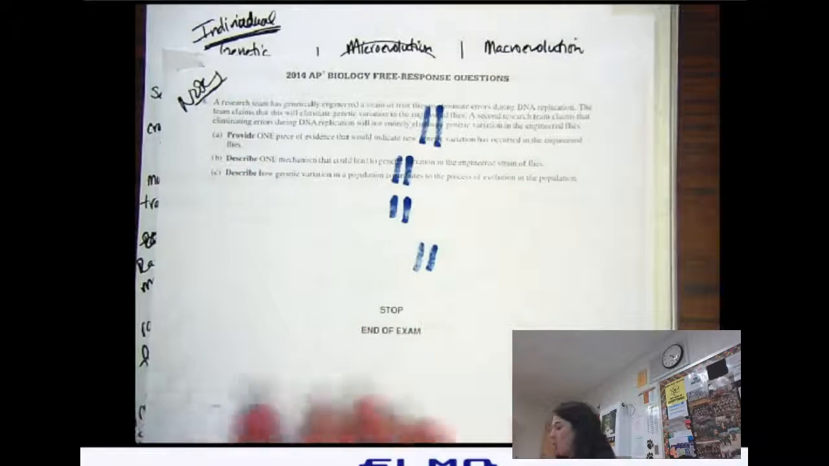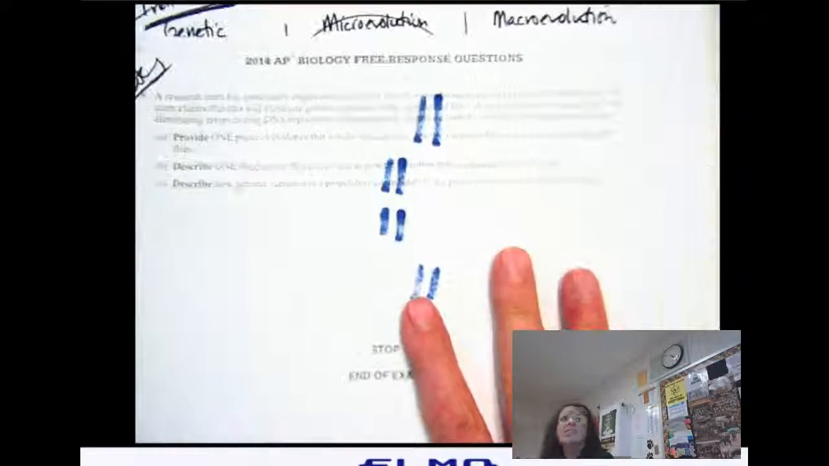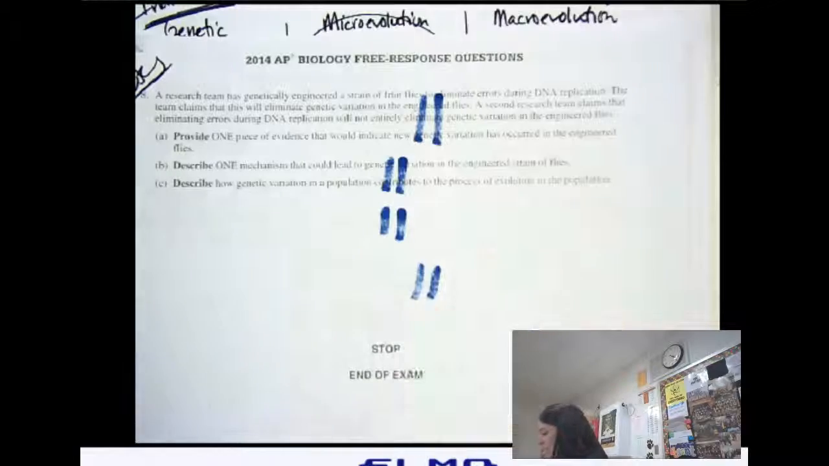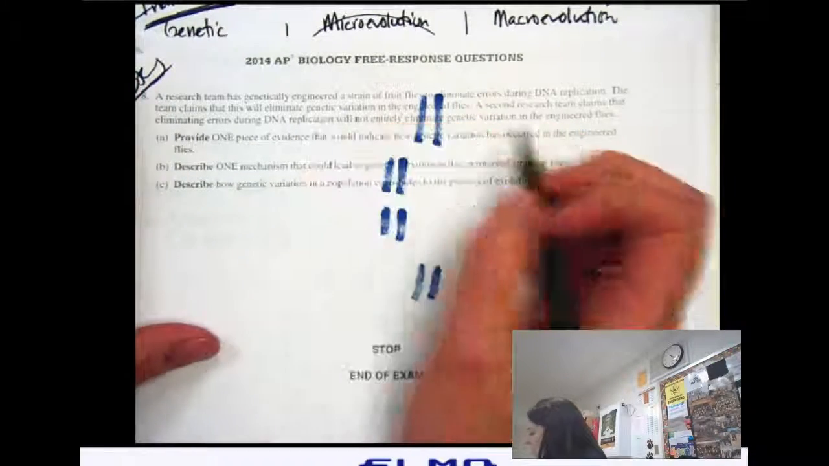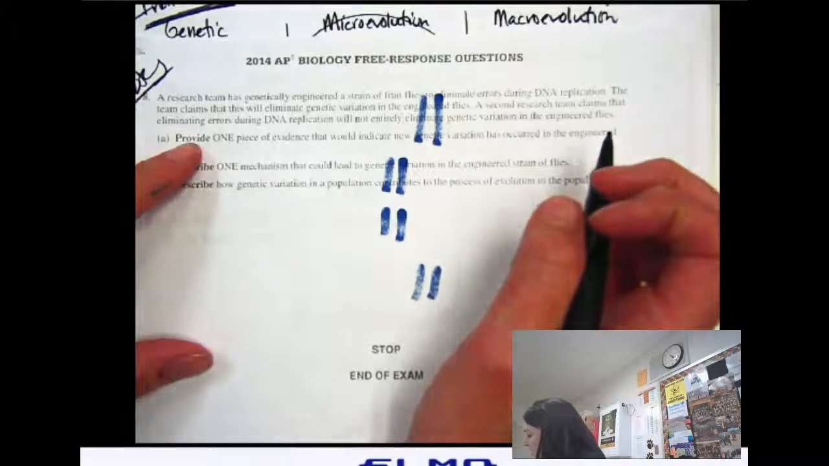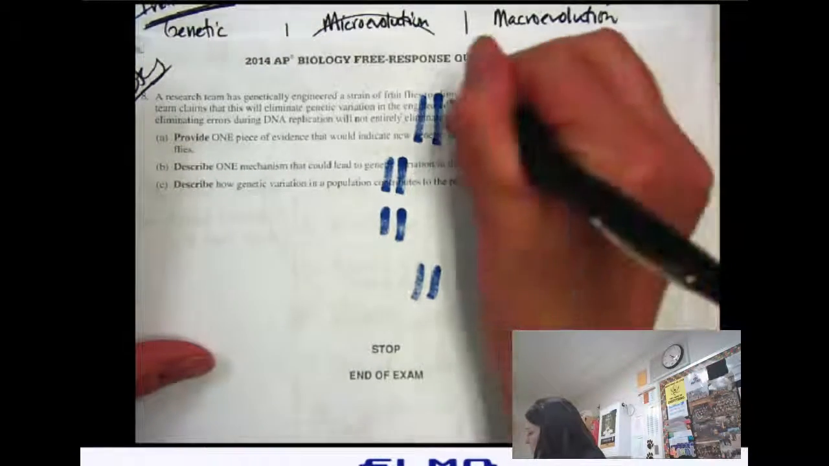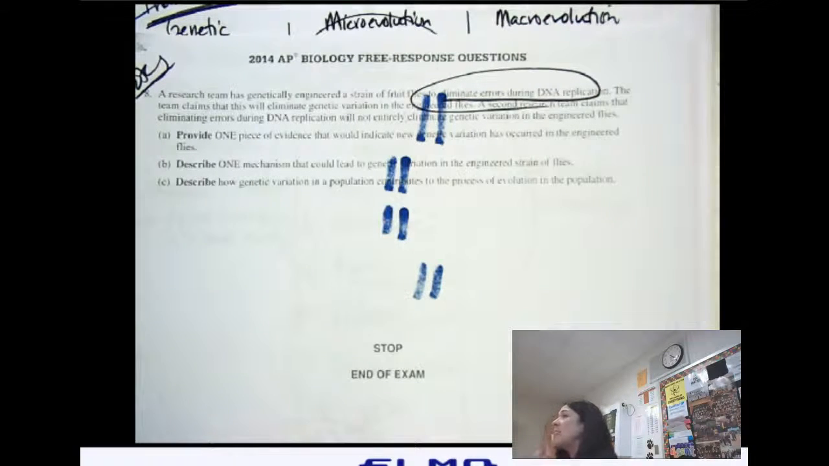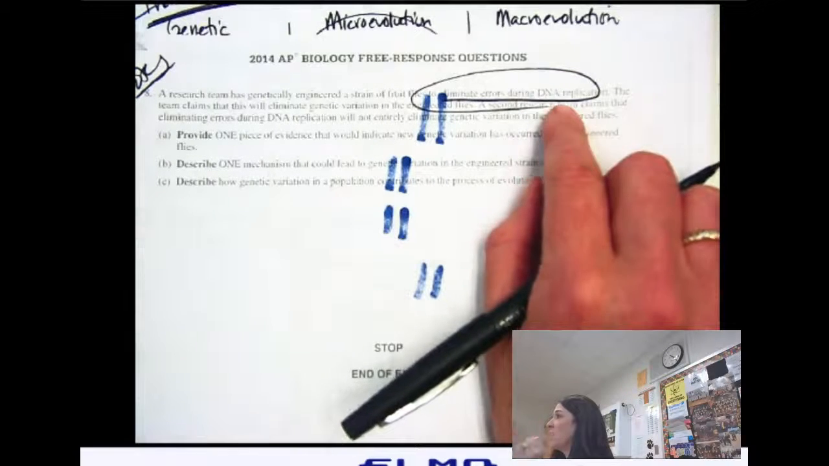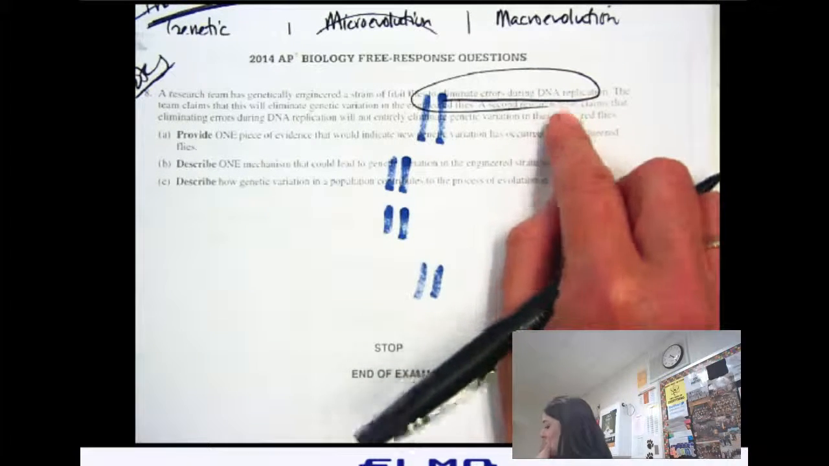Here we have genetically engineered flies, and they said that they eliminated genetic variation in these flies because they stopped errors during DNA replication. And that's the one place where mutation happens a lot, is through DNA replication. It can also happen if you have an environmental mutagen, though. But they stopped it when it happens during the S phase of DNA replication.